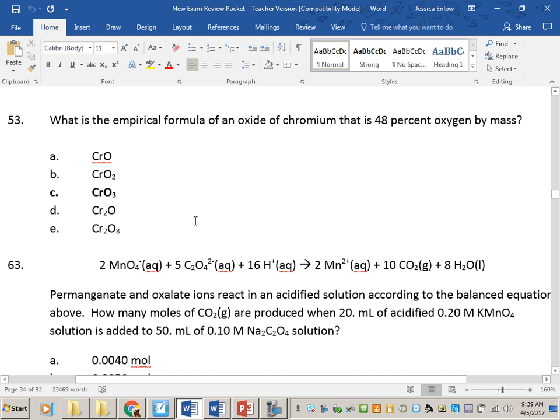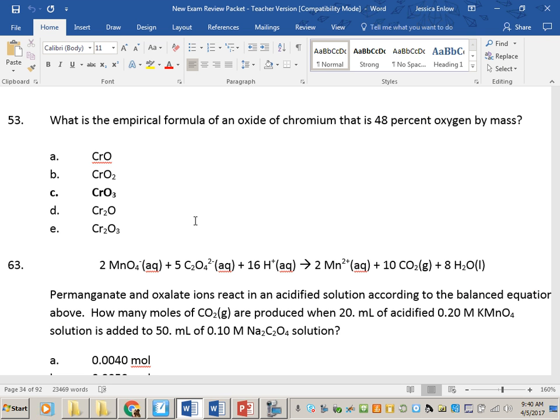Okay, next one, limiting reagent problem. How did you approach it? Courtney, get me started. So I first converted molarity and volume to moles. Okay, so you took 20 milliliters. I'm going to go millis, so there's no decimal issues. So 20 milliliters times 0.2 molar potassium permanganate. How many millimoles? What's 20 times 0.2? 4. 4 millimoles of potassium permanganate.